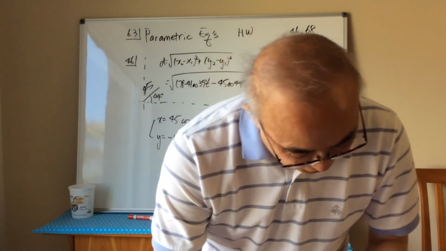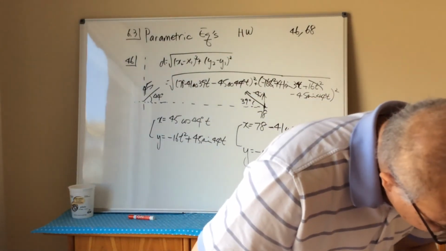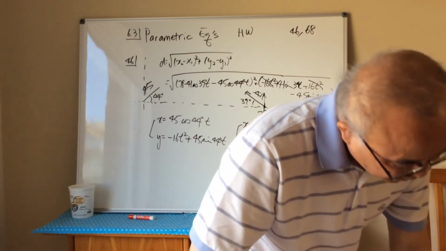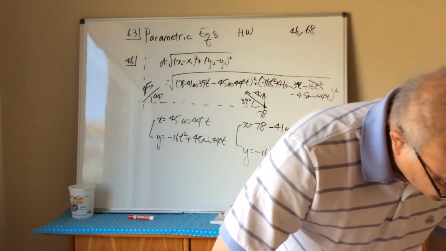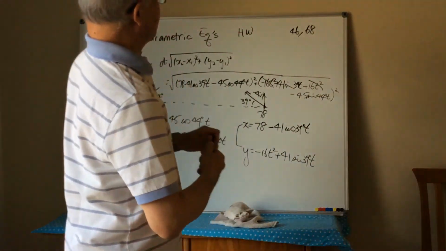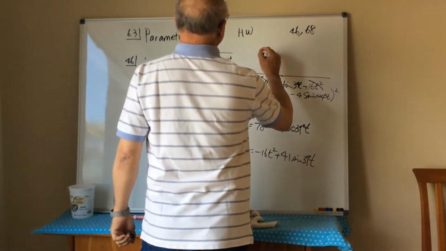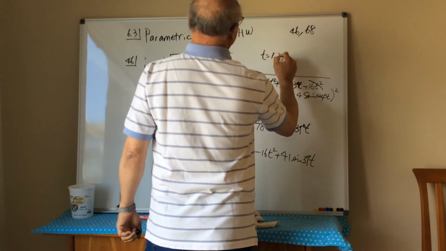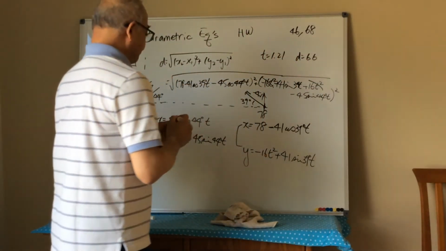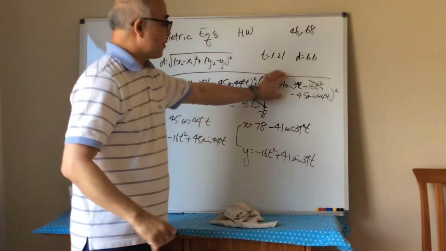And if you do that, you get your answer is 46. You do that, and you get 1.21 seconds, and the distance is about 6.6. So when t is equal to 1.21, your distance is going to be 6.6. Okay? So you put this right in your calculator.